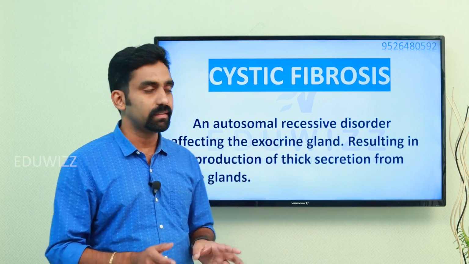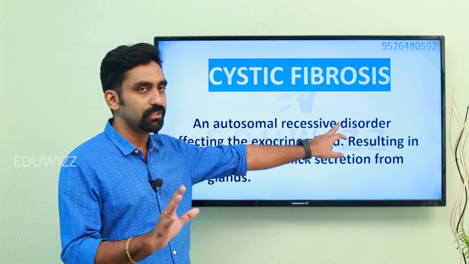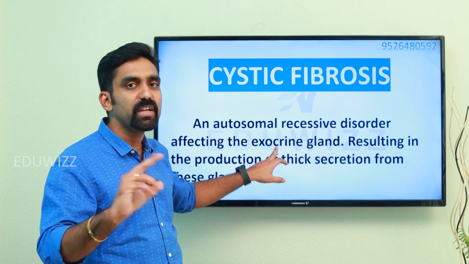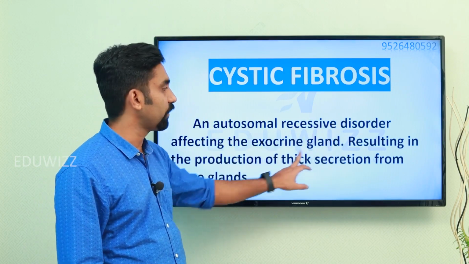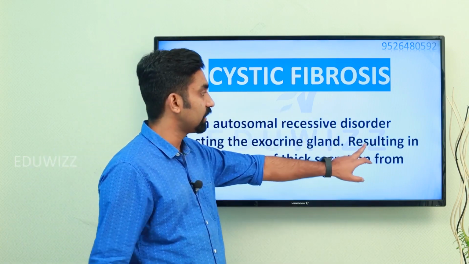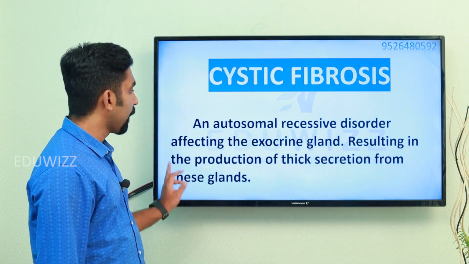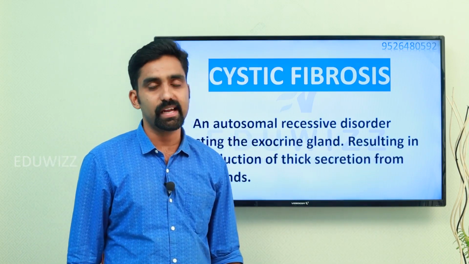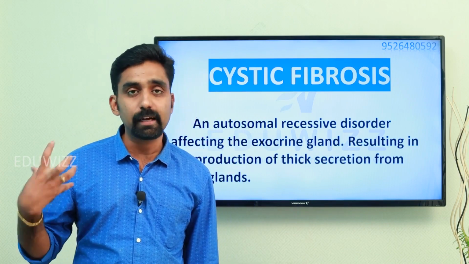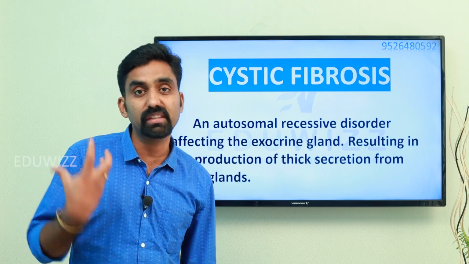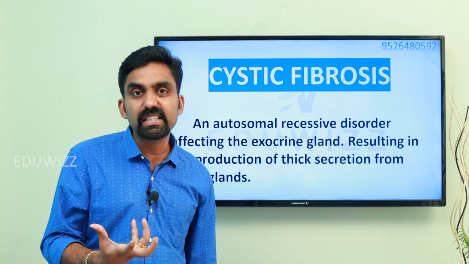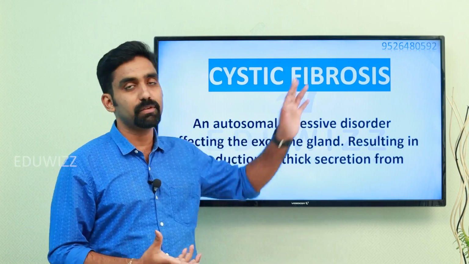Now let us connect this. It's an autosomal recessive disorder, but which body part will it affect? It will affect the exocrine gland. Now what happens to this exocrine gland? That is stated in the next sentence, resulting in the production of thick secretion from these glands. The secretions produced from the exocrine glands become more thick, copious, very cheesy, very thick in the condition cystic fibrosis.